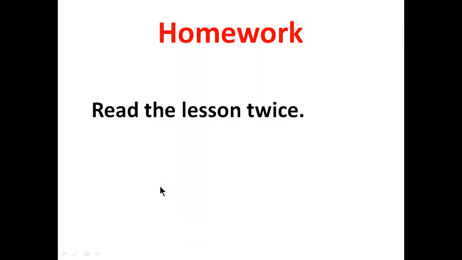My dear students, so far we have finished the main text of lesson number 4 of unit 4, and being a student you are supposed to read the lesson at least twice. Whenever you read the lesson you must keep a dictionary with you, so it will help you understand the meanings of the difficult words.